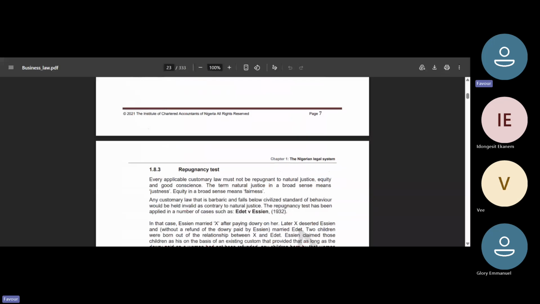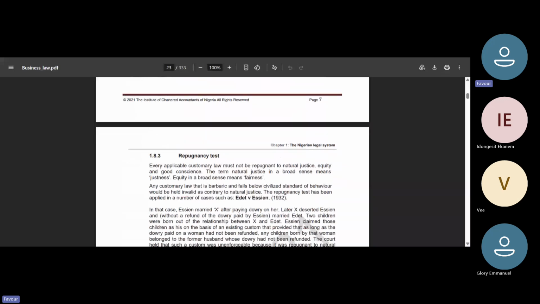So, first off, the repugnancy test. This is basically saying that the law should not be repugnant to natural justice, equity, and good conscience. It means it should be fair. It should be just.